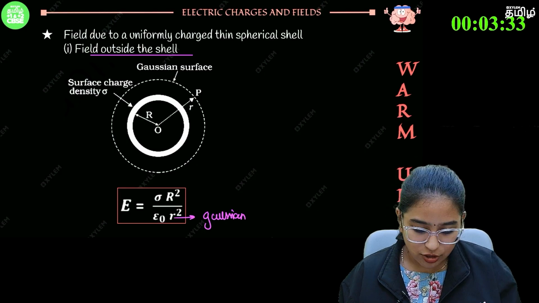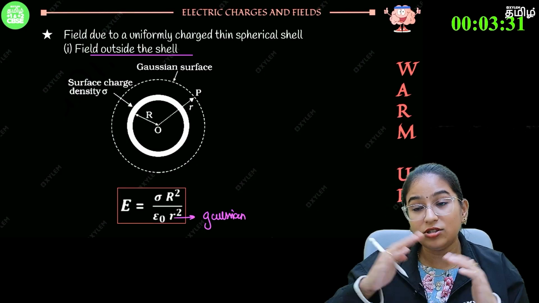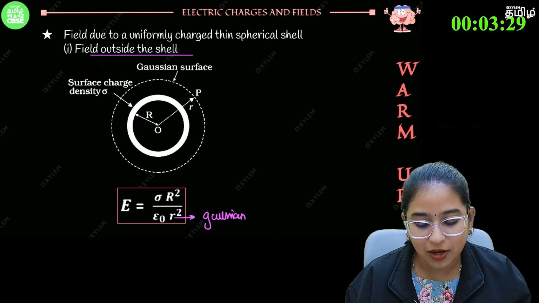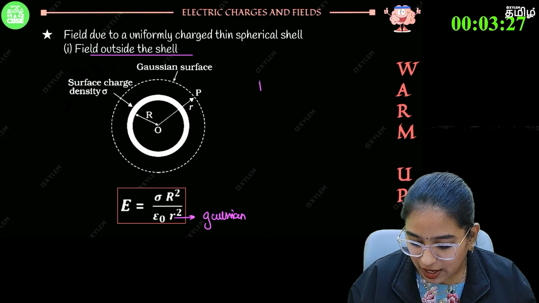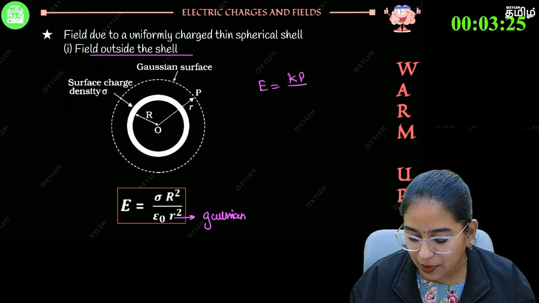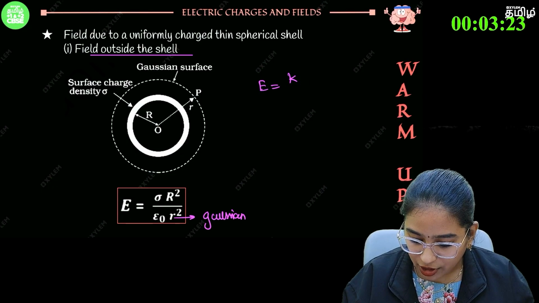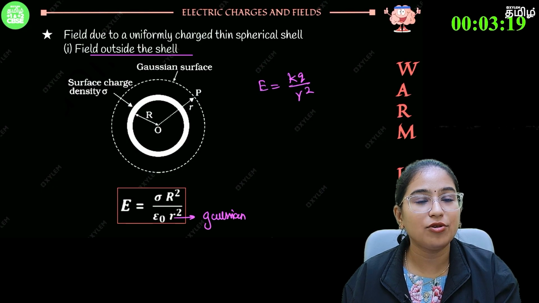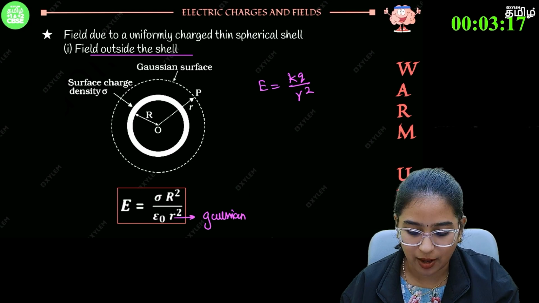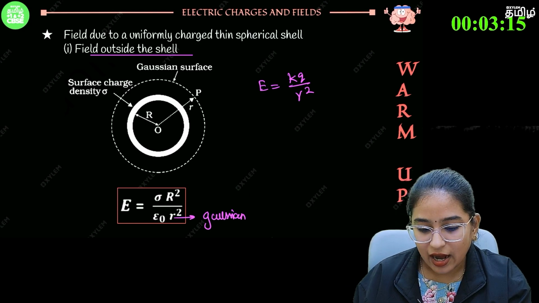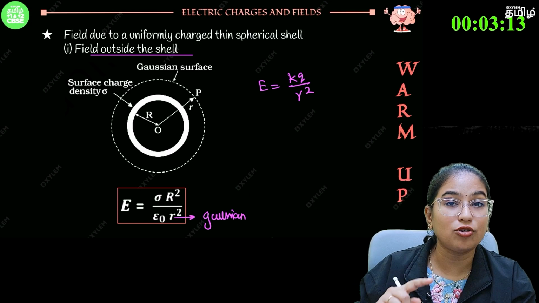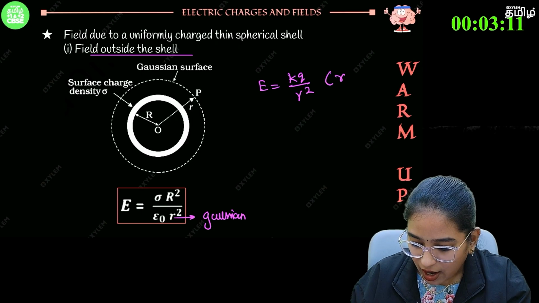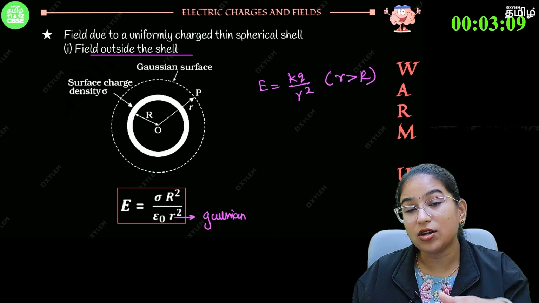Whenever I am discussing it outside the shell, just remember a simple formula: E is equal to Kq divided by r square. You can simply remember this formula. This is a simple way, and r is nothing but the radius of your Gaussian surface. For r greater than capital R, this is outside the shell.